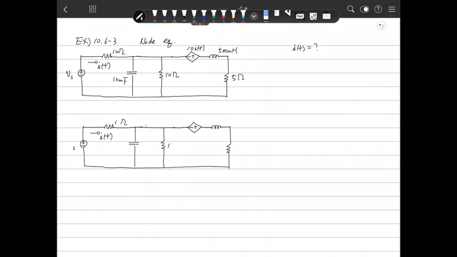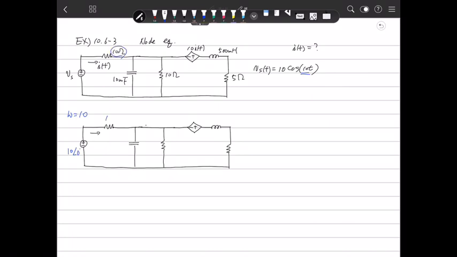So we draw the circuit again. Because the problem, the Vs of t is 10 cosine 10t. This is given. Therefore, at first we write omega, what is that? It is 10. And Vs is 10∠0.